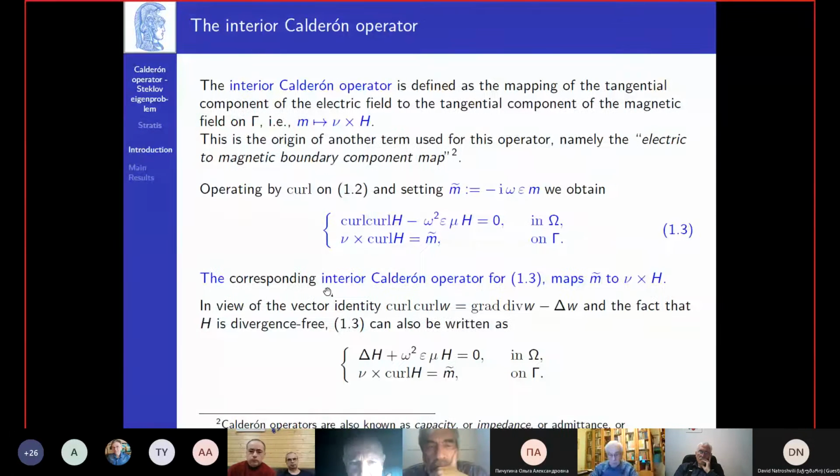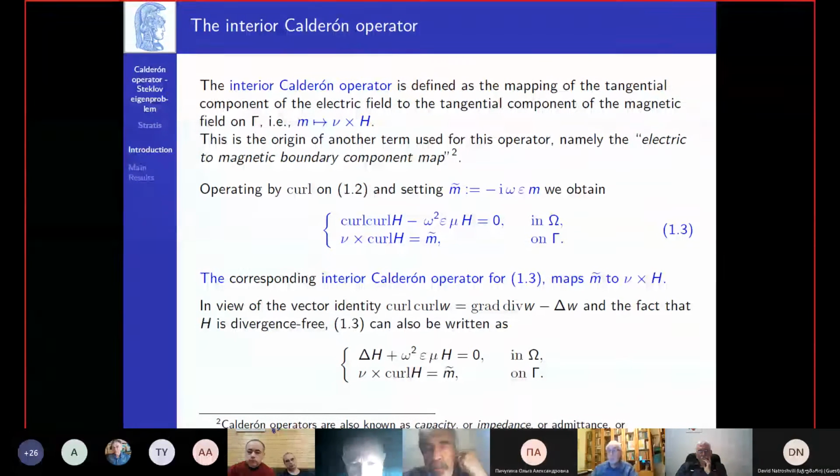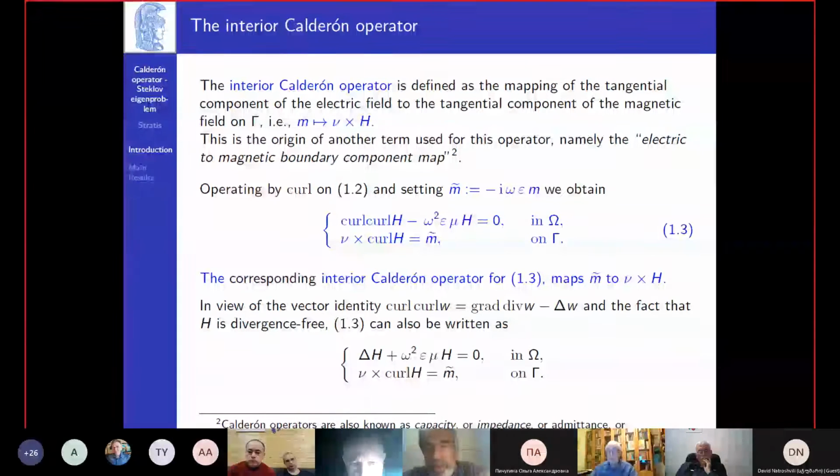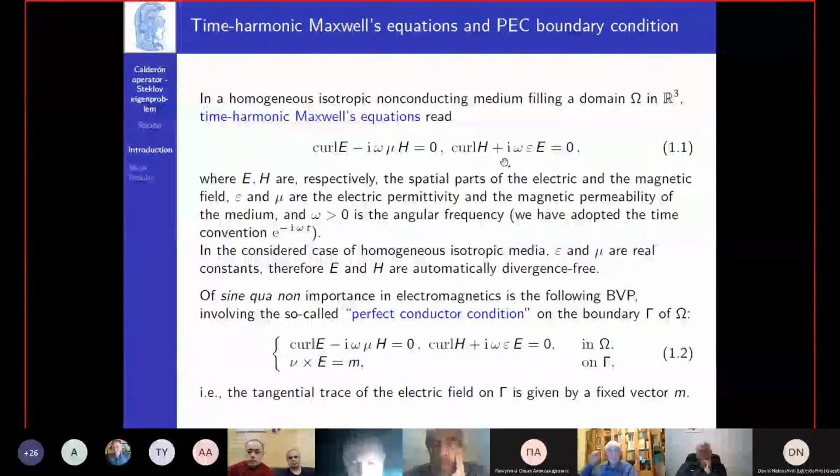Here it is. So the Calderon operator is the one that, if you consider this problem 1.3, for example, maps this M tilde, which is the given field on the boundary, to ni cross h of this equation. So if one wants to consider, for example, the Maxwell system, one can first discuss all this business for the field H, and then go back to this equation and find the other field E as the curl of the H which has been studied so far.